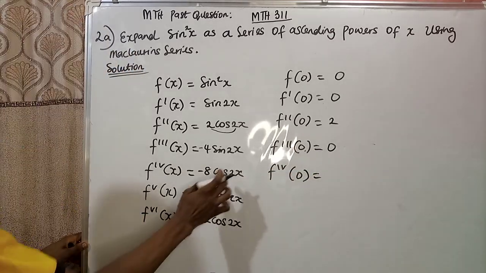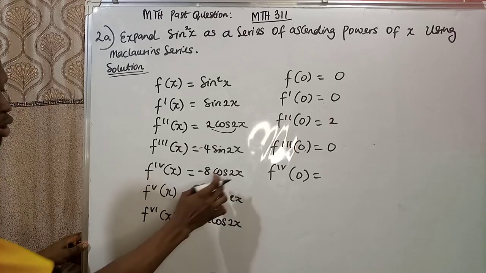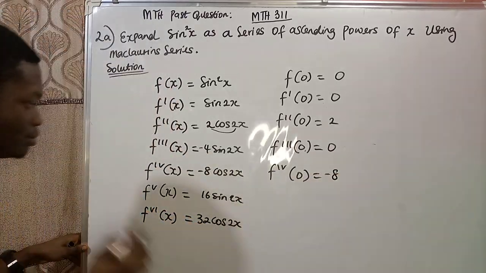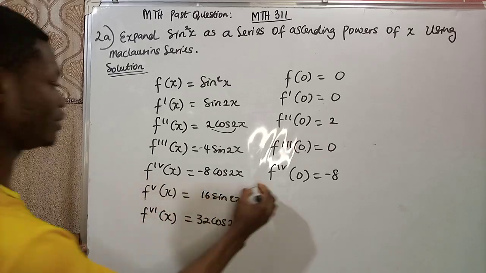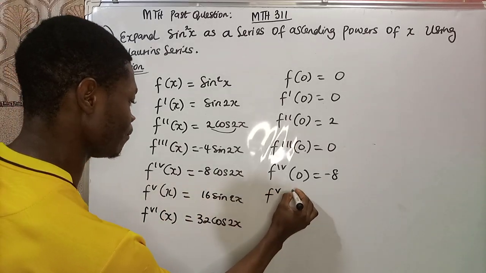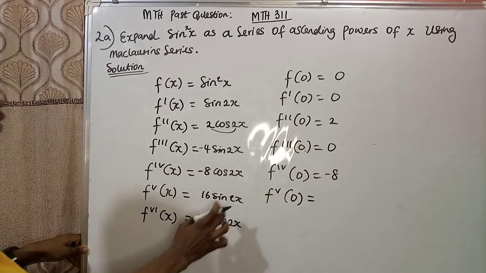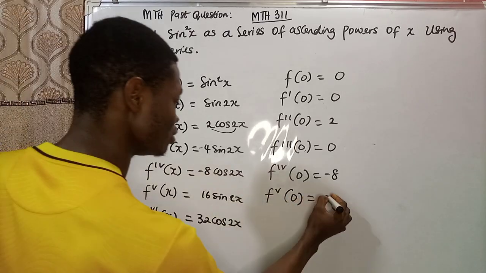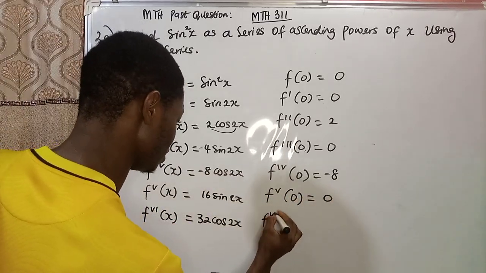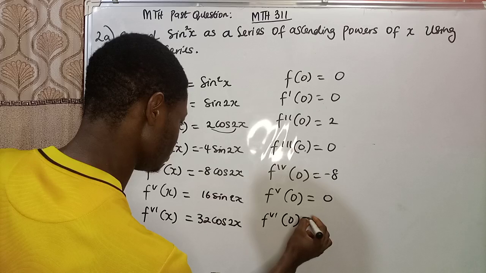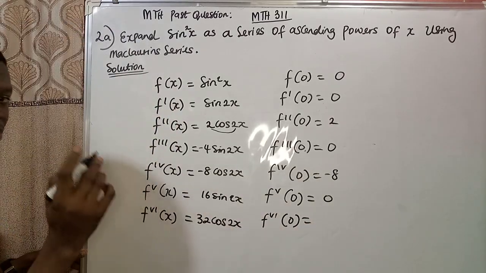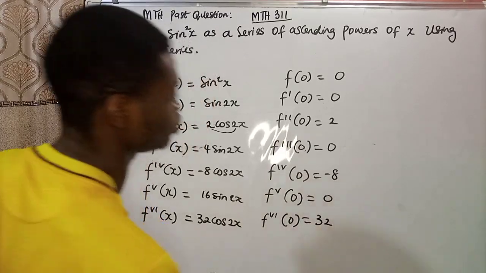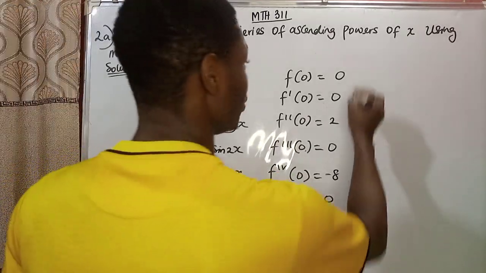So we have f iv, is equal to 2 times 0 is 0. Because cos 0 is 1. So this one is minus 8. So the fifth one: 2 times 0 is 0. Sin 0 is 0. 16 times 0 is 0. Then the last one: 2 times 0 is 0. Because cos 0 is 1. 1 times 32 is 32.